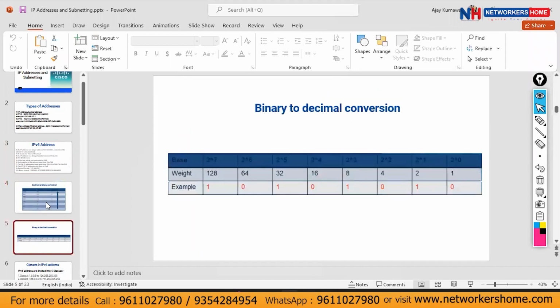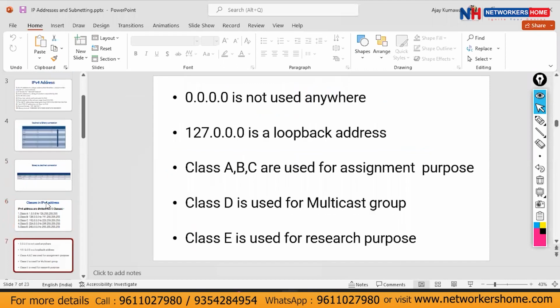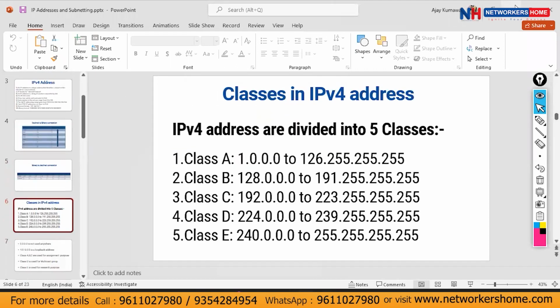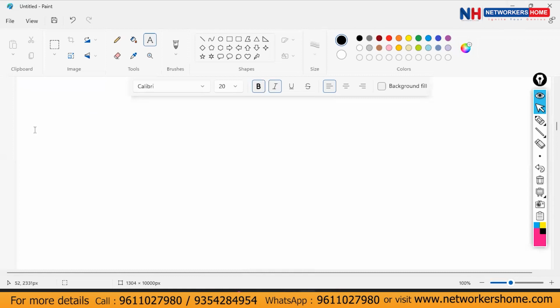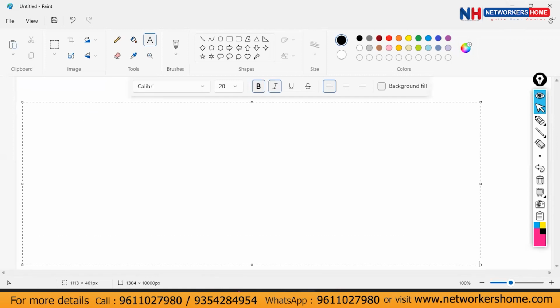So decimal to binary conversion, we have seen. Binary to decimal conversion, we have seen. Then next we have IPv4 classes. Your IPv4 address has been divided into some classes: class A, class B, class C, class D, and class E. These are the five classes into which IPv4 addresses have been divided.